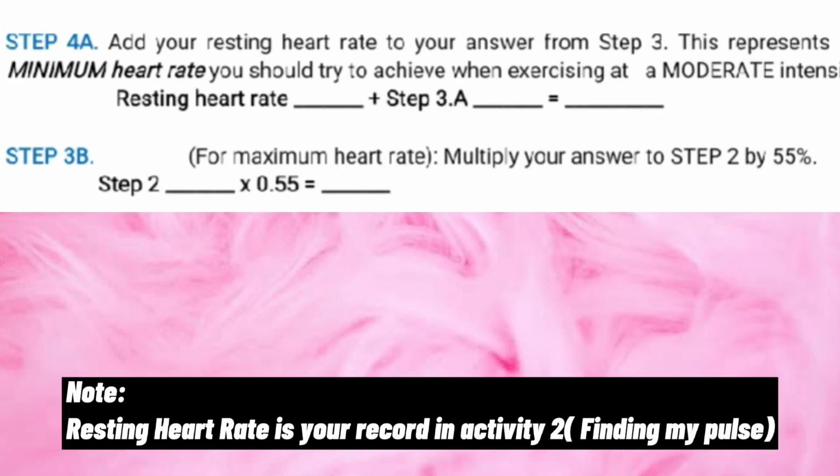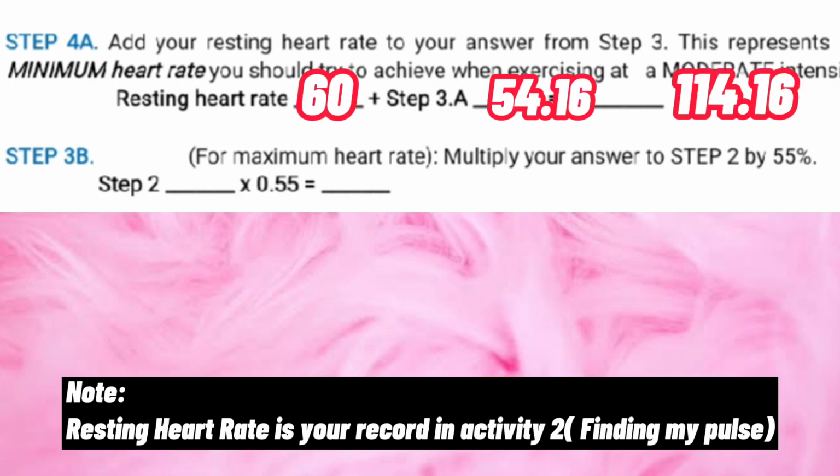To get your minimum heart rate, add your resting heart rate to your answer from step 3. Your answer from step 3 is 54.16. So add 60 and 54.16. The result is 114.16, which is your minimum heart rate that you should try to achieve when exercising at a moderate intensity.